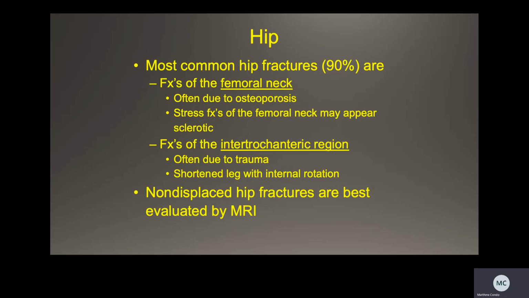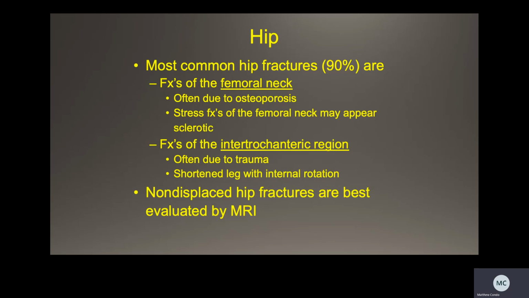Typically what we're going to see with the femoral neck fracture, big reason is osteoporosis. And on the x-ray, the stress fracture of the femoral neck may seem sclerotic, right? So remember what sclerosis is. Sclerosis typically is a whitening or brightening on that x-ray. So what we could see is that we have a whitening or brightening, but no extra fracture line. So we could have a stress fracture happening there. The intertrochanteric region is typically due to trauma. Typically what we're going to see is a shortened leg that's internally rotated.